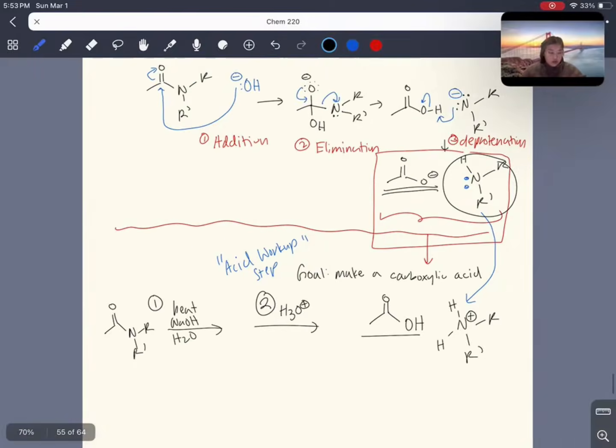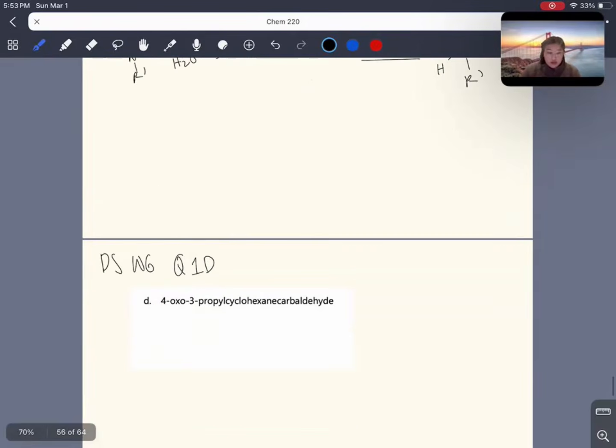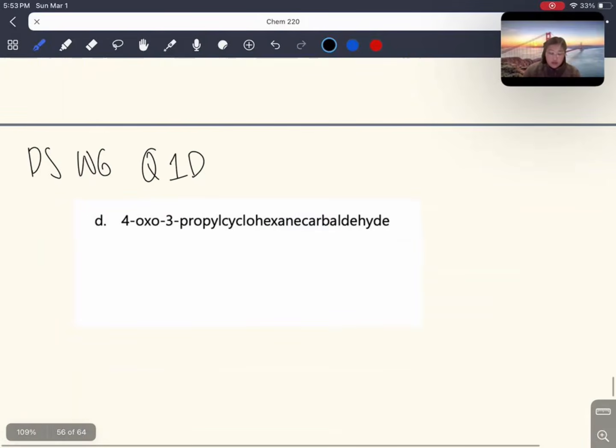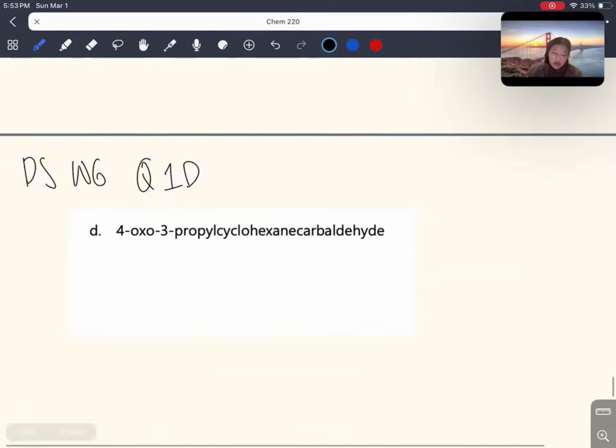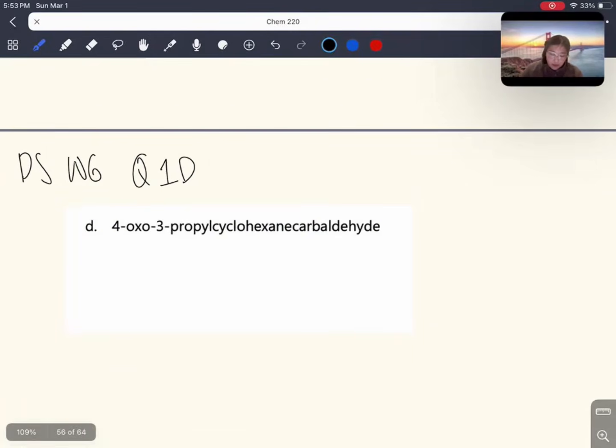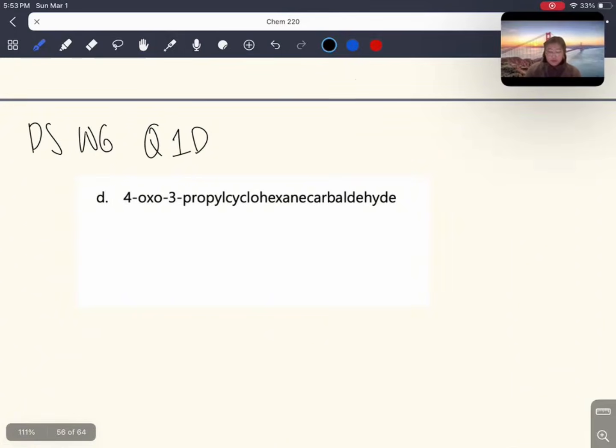So the next question is from discussion section week 6. It's question 1D, and it asks you to draw the molecule from a given IUPAC name. It asks you to draw 4-oxo, 3-propyl cyclohexane carbaldehyde. It's a pretty long name, but I first start out these kinds of problems by looking for where the parent chain is.